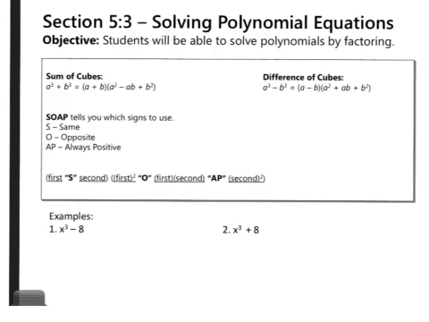The first one is sometimes referred to as the SOAP method. The SOAP method is used for the sum and difference of cubes. So think about cubes. 1 cubed, 1 times 1 times 1 is 1. 2 cubed is 2 times 2 times 2, 8. What's 3 cubed? 27. 4 cubed? 64. 5 cubed? 125.